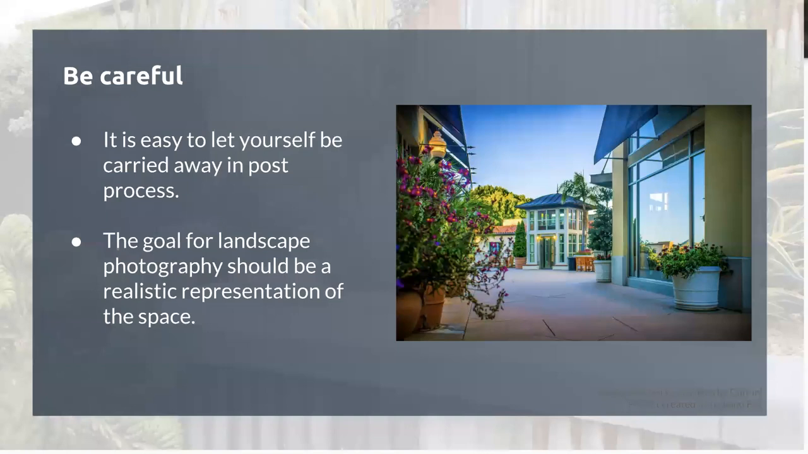I want to give a little warning right up front. When you do go into post-processing, it's easy to overdo it. We don't want to do what I've done with this photo here and just make it look awful. It's way too much color. It's way oversaturated. The vignette is extreme. It looks like an Instagram filter. So try to be careful with that, especially when doing landscape photography. You kind of want to go for more of a realistic representation of what the site or space is.